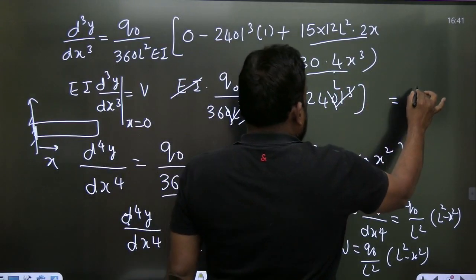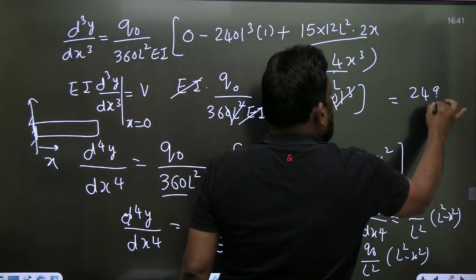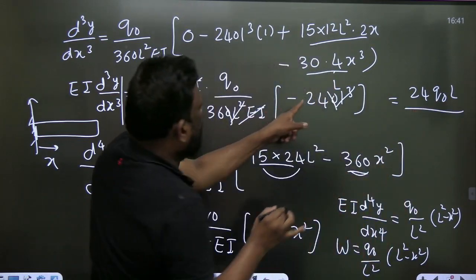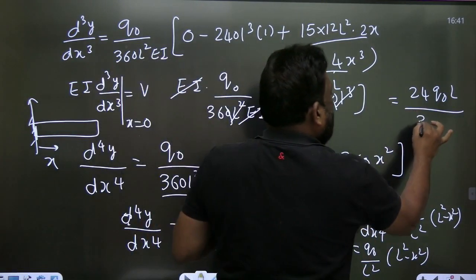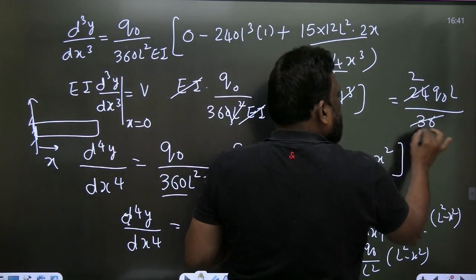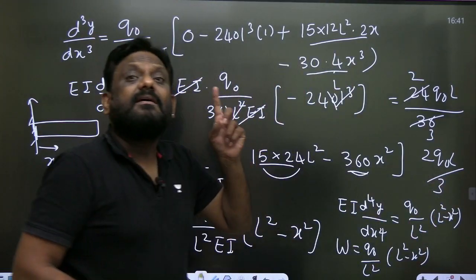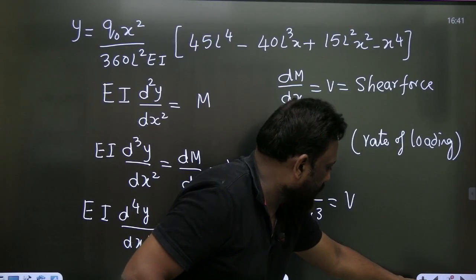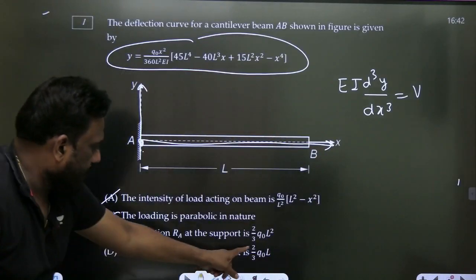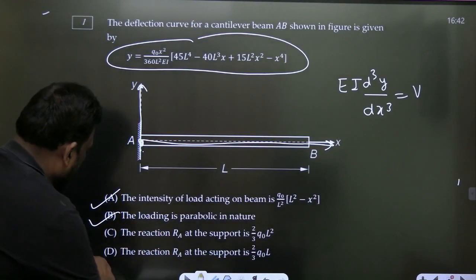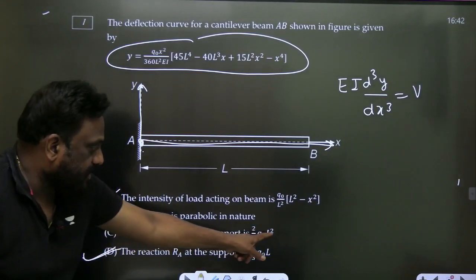So this will be 24 Q naught L by 36. So 12 2 is 12 3. So it is 2Q0L by 3. That is the support reaction at x is equal to 0. 2Q0L by 3. Option D is correct. It's not L square, it is L.